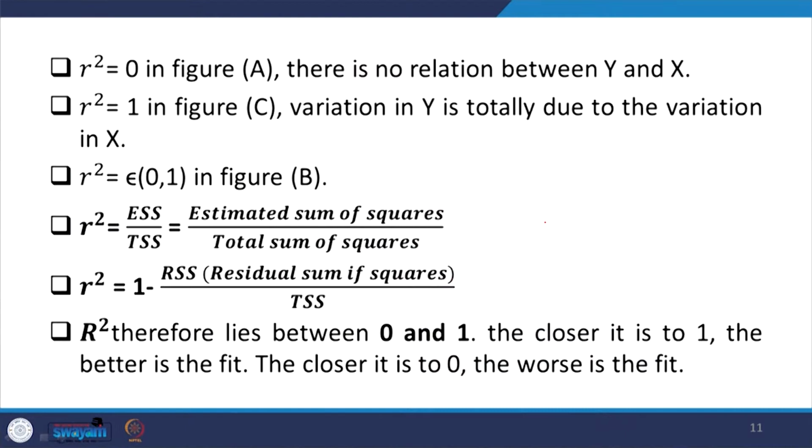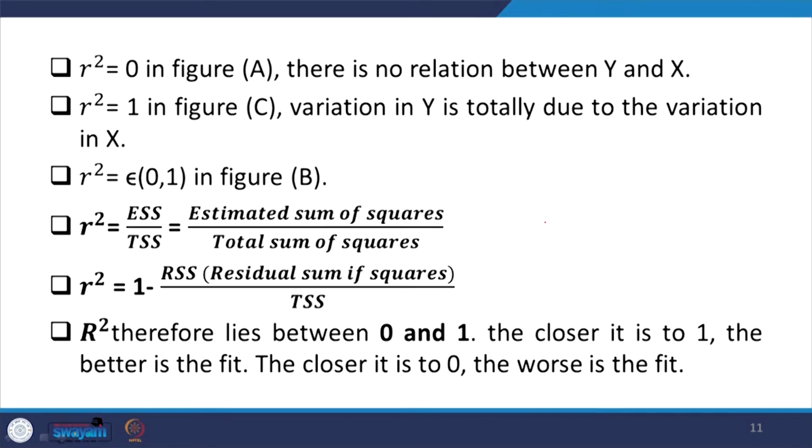If you want to understand the coefficient of determination or the goodness of fit, C is the best one, the number will be 1. Whereas in case of B model, it varies from 0 to 1. In case A it is 0, in C it is 1. So, B stands in between. This is what we are explaining in this slide: R square equal to 0 in case of figure A, R square equal to 1 in case of figure C. So, R square lies between 0 and 1 in case of figure B.